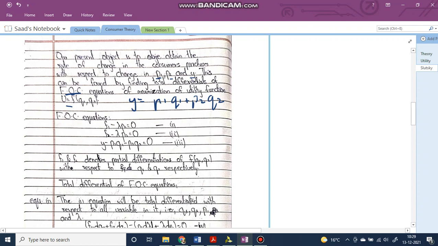After finding our first order condition equations, we have three equations with ourselves. F1 minus lambda P1 equals to 0, which is our first equation. Then F2 minus lambda P2 equals to 0, which is our second equation. And Y minus P1 Q1 minus P2 Q2 equals to 0, which is our third equation. Now here F1 denotes the differentiation of f q1 q2 by Q1, and F2 denotes differentiation of f q1 q2 by Q2.